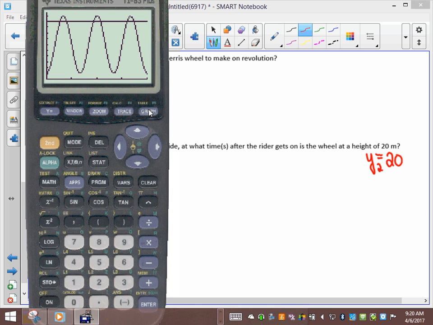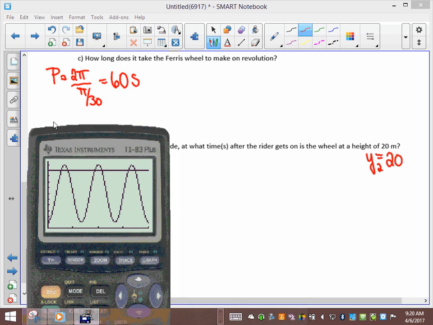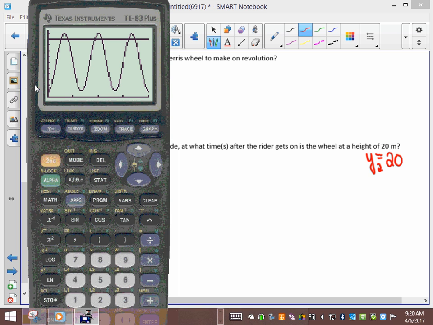So it crosses a whole bunch of times, right? This one says, at what times after the rider got on the wheel, in the first revolution, because it says during 1 minute of the ride. So we need to find this spot and this spot. What do we have to look for? Where they intersect. Should we ever use the trace button?